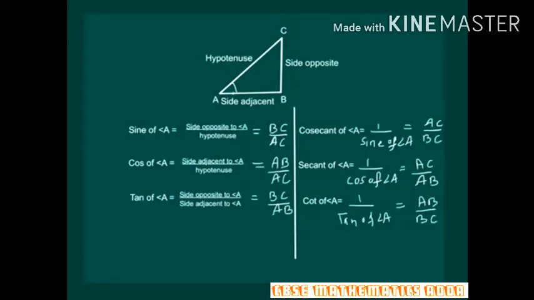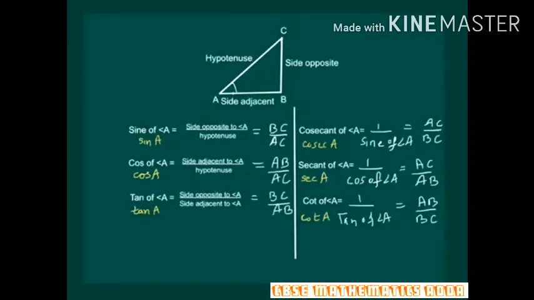And from these 6 ratios, we can also derive another formula, that is for tan of angle A and cot of angle A. And here we can write the short forms: sin A, cos A, tan A, then cosecant A can be written as cosec A, then secant of angle A can be written as sec A, and cot of angle A is written as cot A.